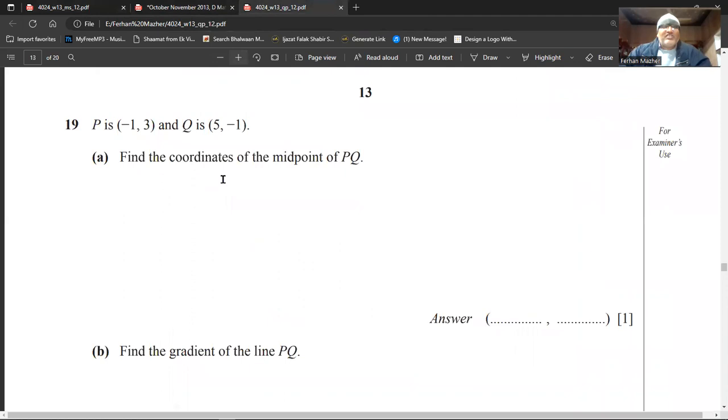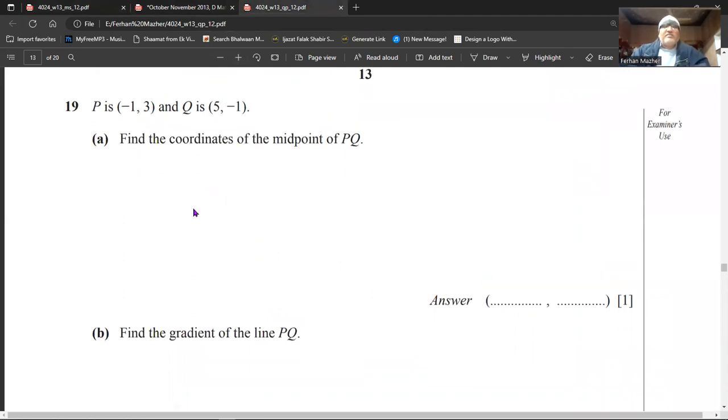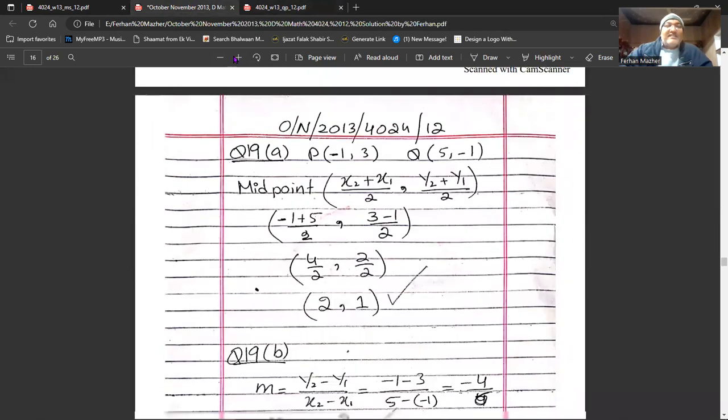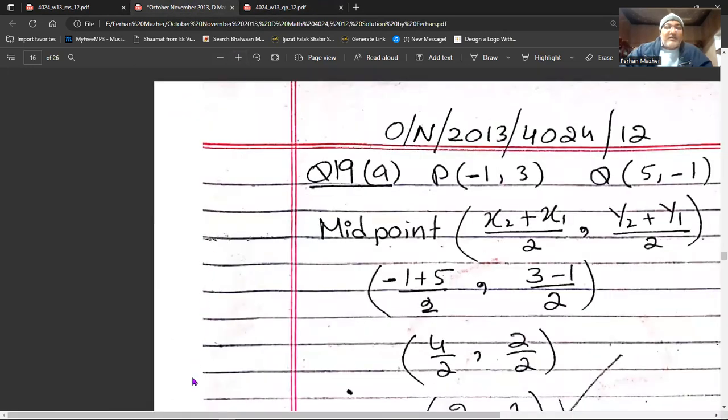The next question coming up on your screen is question number 19. He says P is minus 1 comma 3 and Q is 5 comma minus 1. Find the coordinates of the midpoint of PQ. If you want to find the midpoint, the formula is very simple: x2 plus x1 divided by 2 comma y2 plus y1 divided by 2. Let me show you how I have done this.